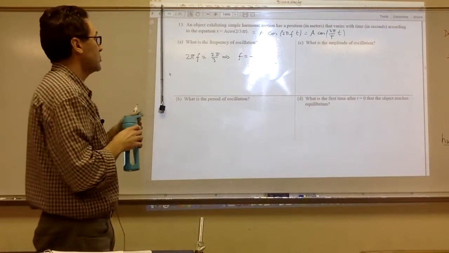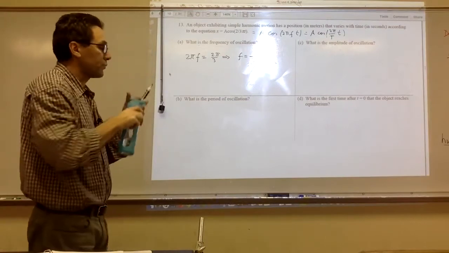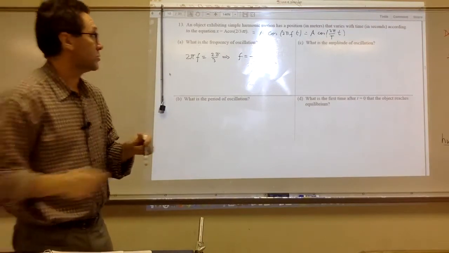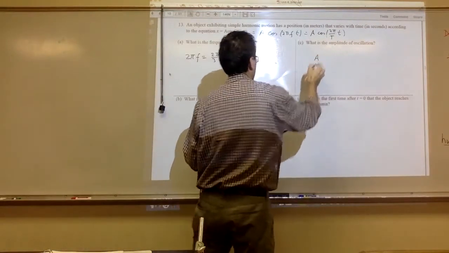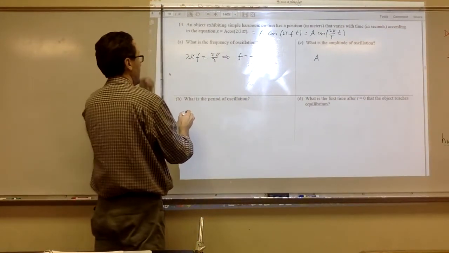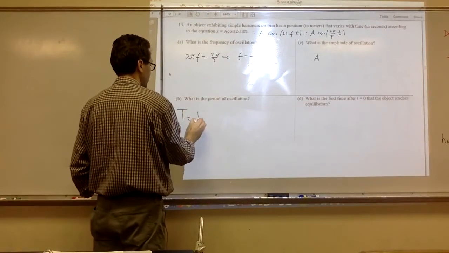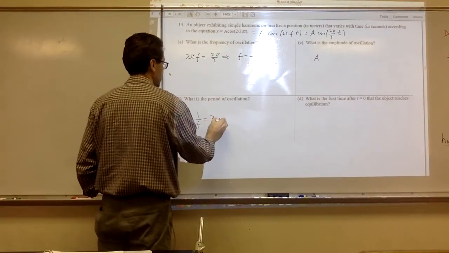What is the amplitude? Well, there are no numbers here, so the amplitude is just basically A. What is the period? Frequency is 1/3. Period is the flip of frequency, so that's just going to be 3 seconds.